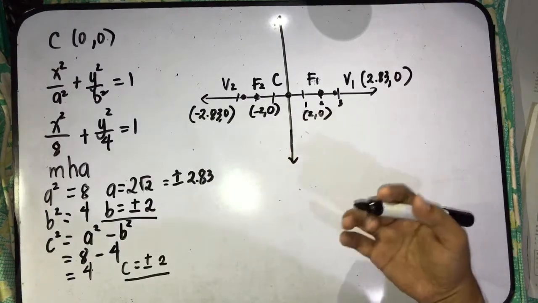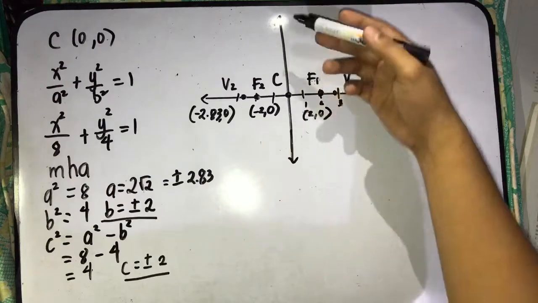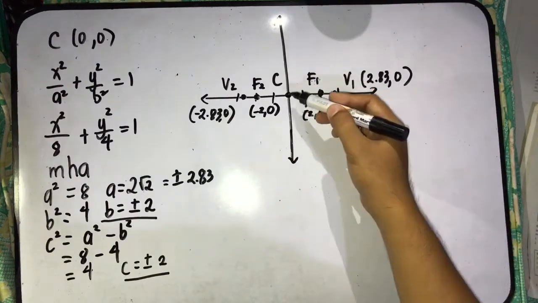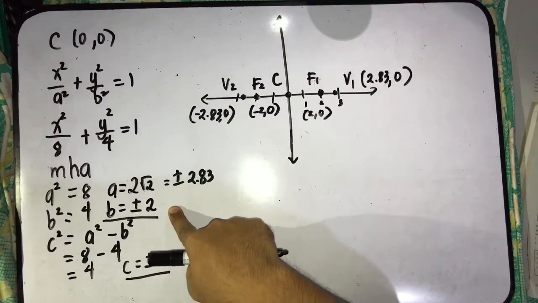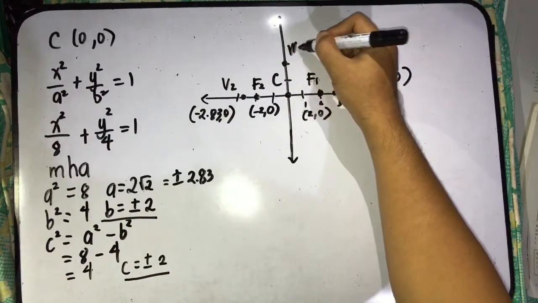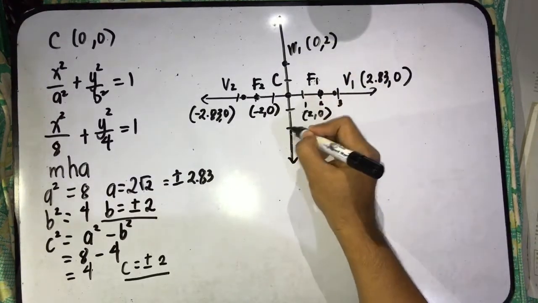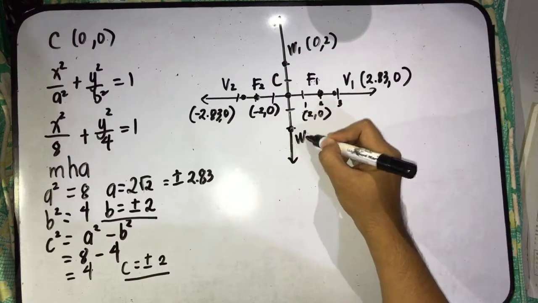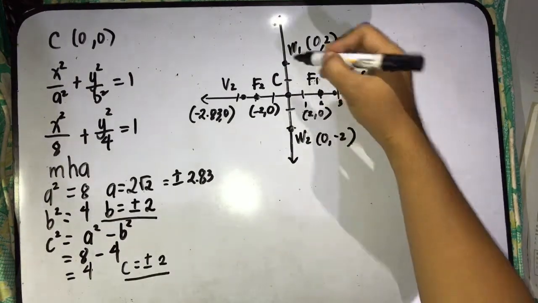Let us now identify the minor axis, which is the y-axis. If this is the y-axis, anong gagawin natin? Mula sa center, aangat tayo ng b, bababa tayo ng b. But what is the value of b? Plus minus 2. So, 1, 2. This is W1 located at 0 and 2. 1, 2. This is W2 located at 0 and negative 2. So, this is now our ellipse.